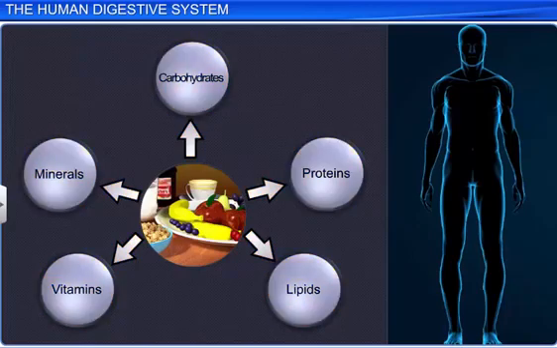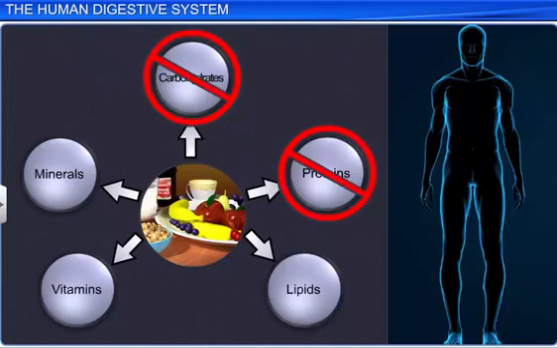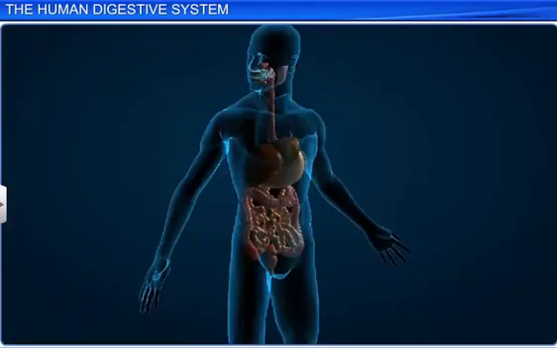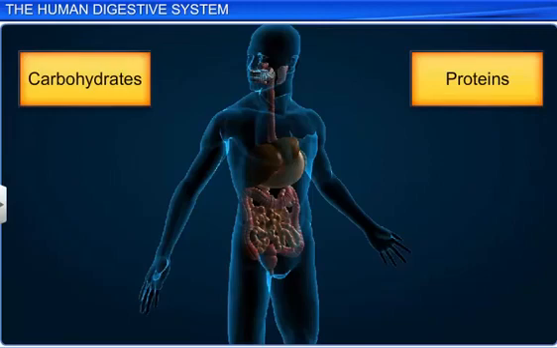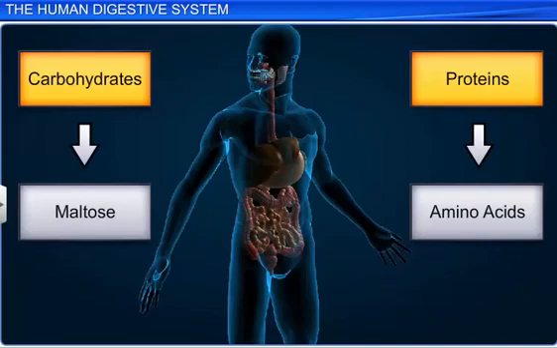However, our body is incapable of using certain biomacromolecules such as carbohydrates and proteins in their original form. It therefore relies on the digestive system to break down food and convert the biomacromolecules into smaller, simple and absorbable molecules.